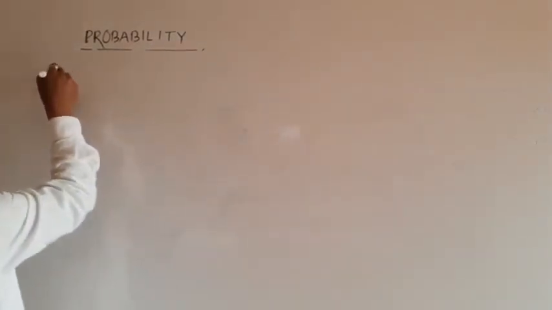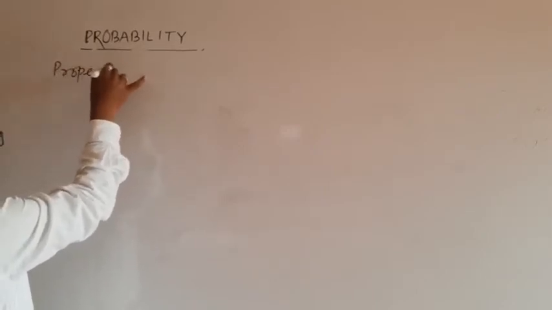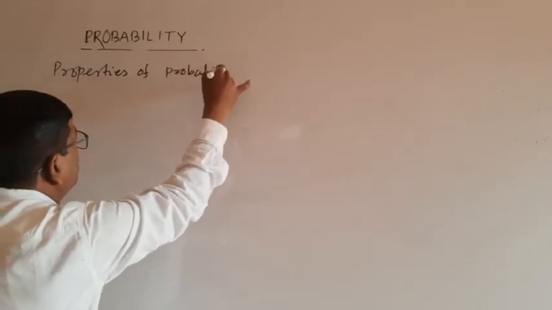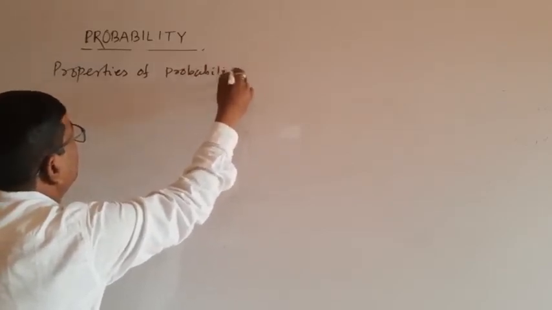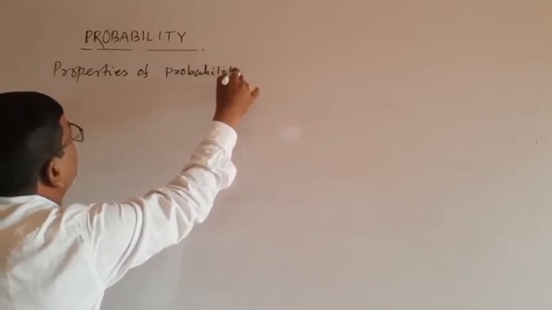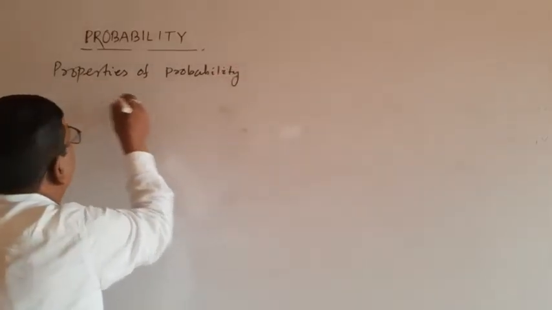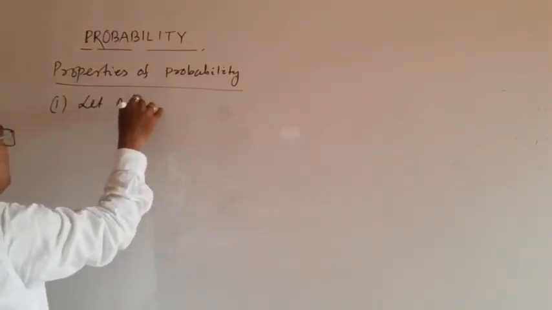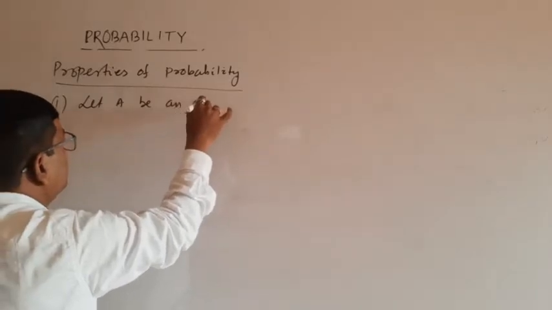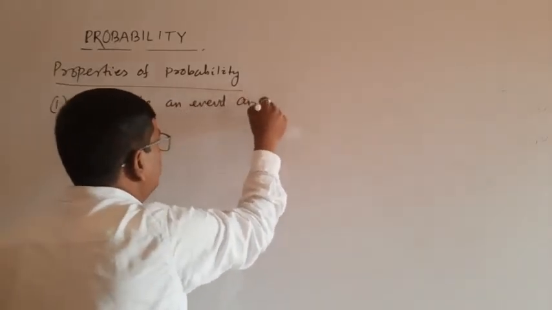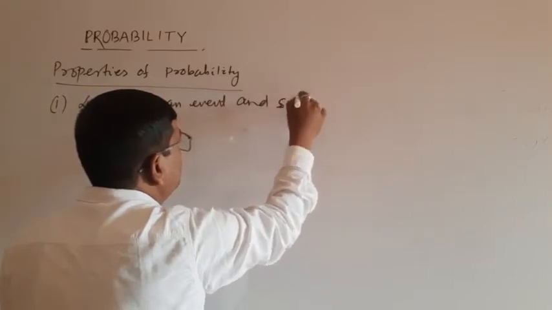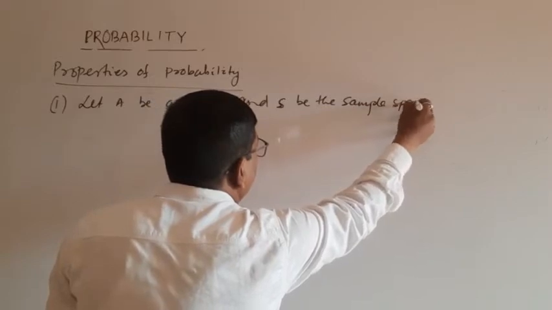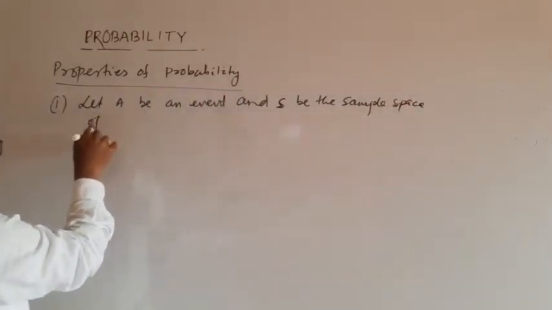Properties of probability. Property number one: let A be an event and S, capital S, be the sample space of an experiment.